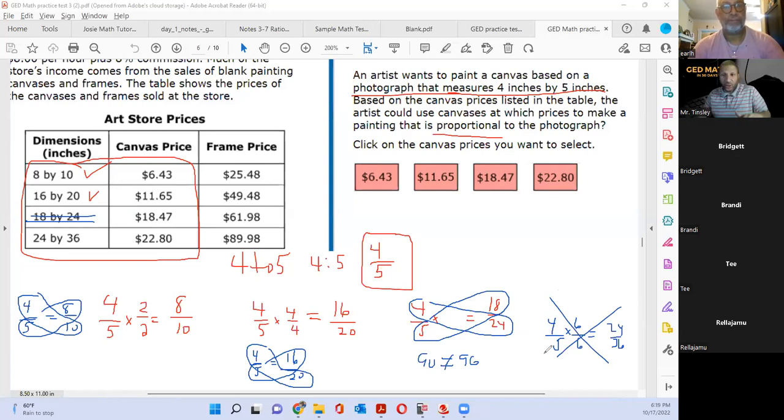But they're not asking you the canvas sizes. They're asking you the what? The prices. So what are the two prices? 1165 and 643. So that would be the answer. You have to click on both of those. That is a lovely question.